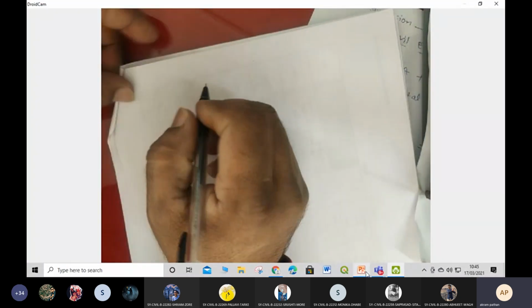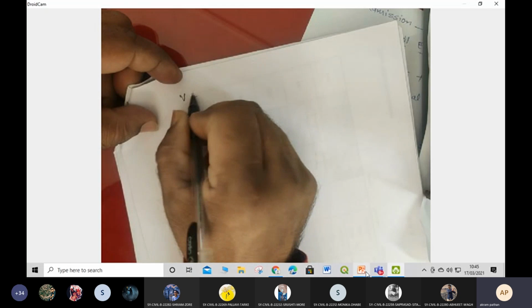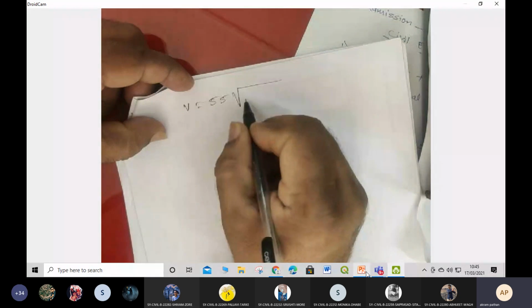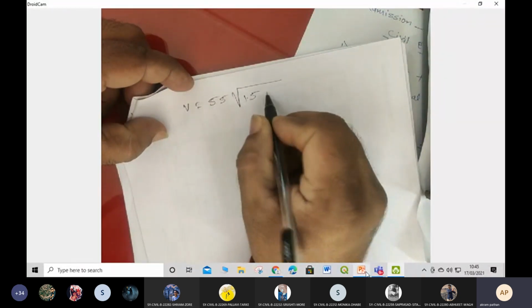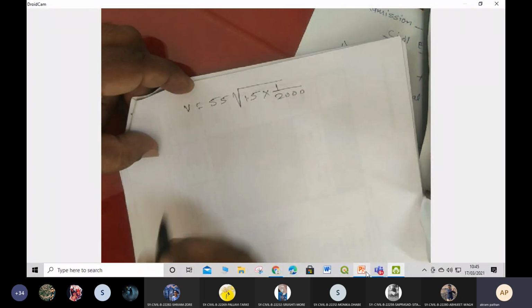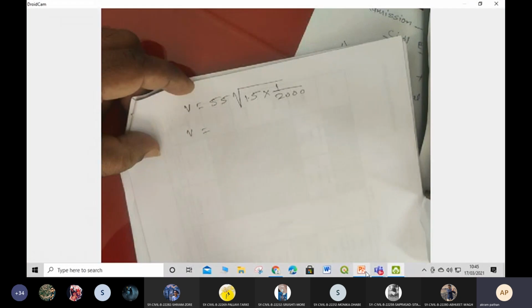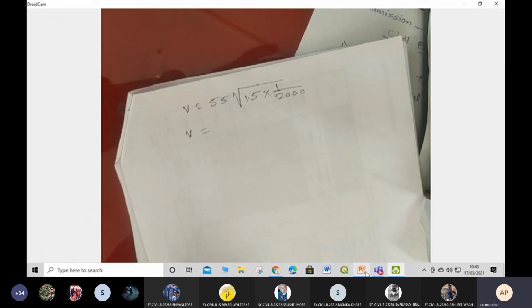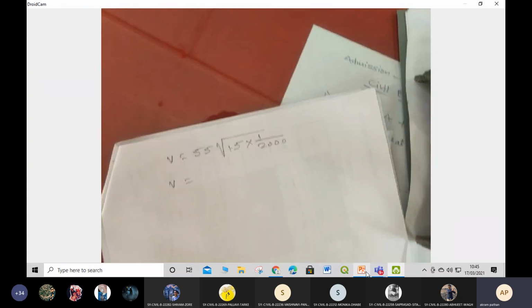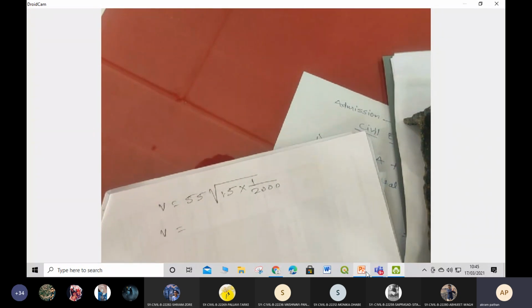Now velocity by Chezy's formula: we have the value of C, 55, under root MI. We have calculated earlier M is 1.5, into bed slope of the channel, 1:2000. So velocity V is equal to how much? 1.50. Wait, one minute. 1.50. I am going to adjust some feature of this.